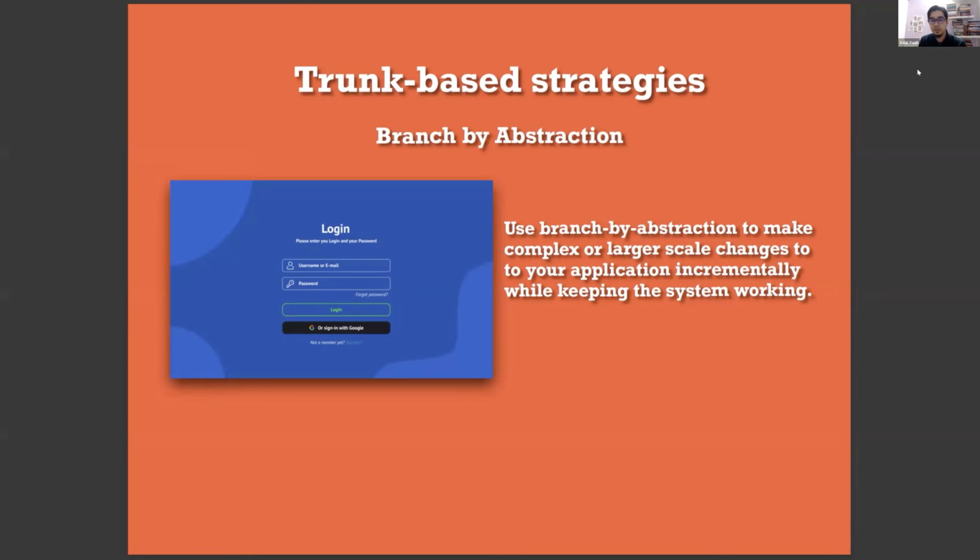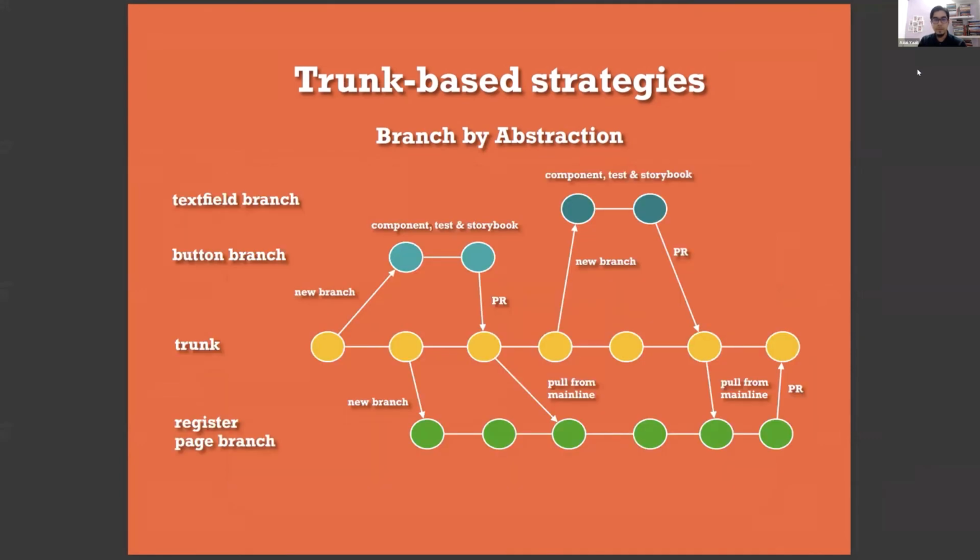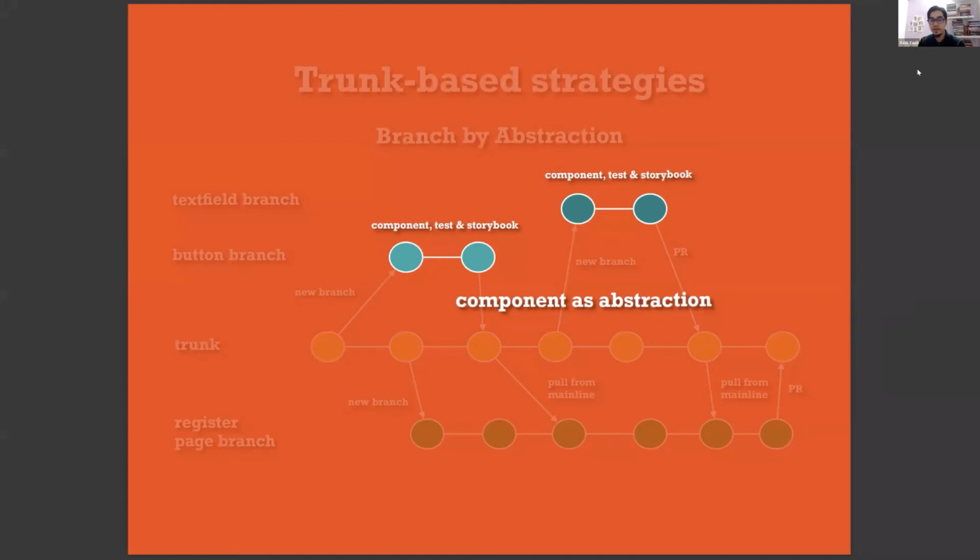We use branch by abstraction to merge complex or larger-scale changes by dividing them into small chunks, or a number of smaller branches. Imagine that we have a login page, so we divide the login page components, like the text field components, typography, buttons, and the link, into a set of abstractions. So this is the complete picture of branch by abstraction in the diagram of the repository branches, where we are creating the component as abstractions.